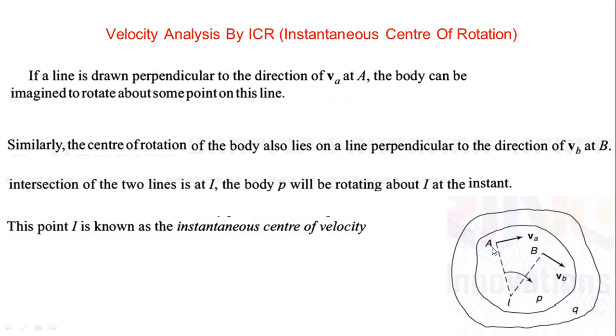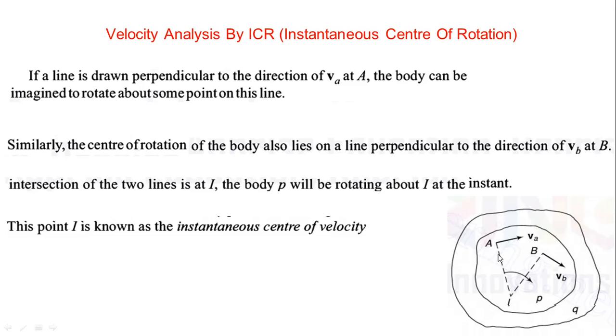For that I have considered the point A and point B. The point A is moving in a particular direction. Similarly, point B is moving in another direction. In order to locate the ICR of a body P related to body Q, I have drawn two vectors which will be perpendicular to the velocities Va and Vb.